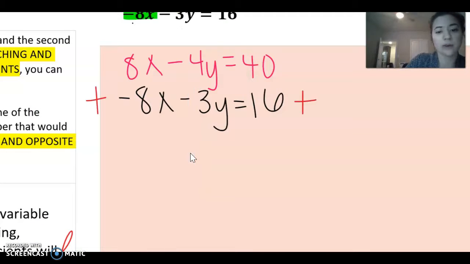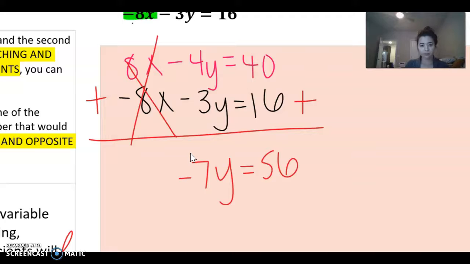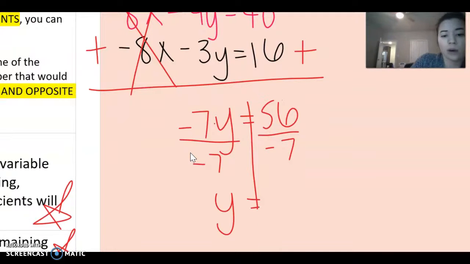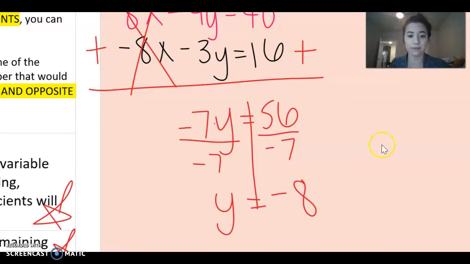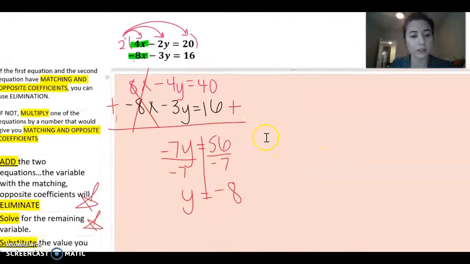All right, so adding these two equations together, we get the 8x's that eliminate. We get negative 7y equals 56. Okay, we get then negative 7 times y. So then we divide both sides by negative 7. And we get y equals negative 8. All right, so now we have y. Oh my goodness. So now we have y.